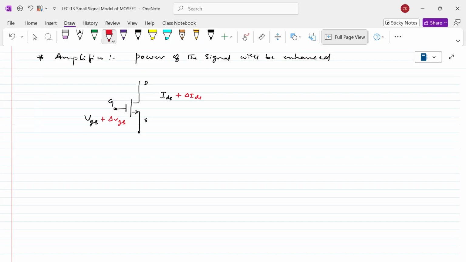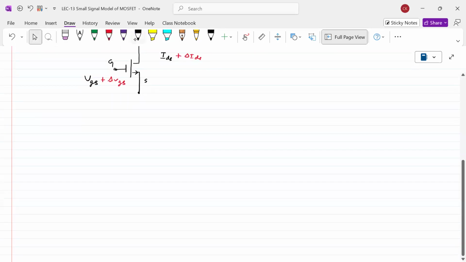So before using the MOSFET in amplification, first look at how the MOSFET will behave for a small change. For example, the VGS is 1 volt, and the change is, for example, 1 millivolt. So this is a small change. 1 volt to 1 millivolt is a very, very small change. For the small change, how the MOSFET will behave, that's what we would like to understand.